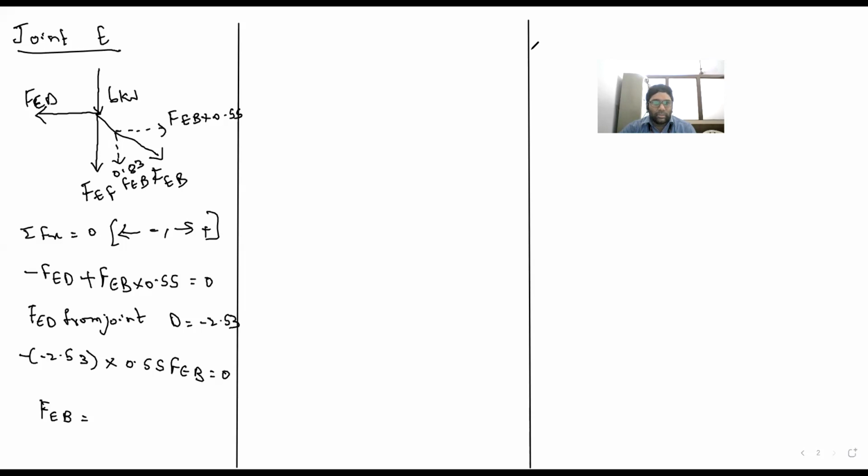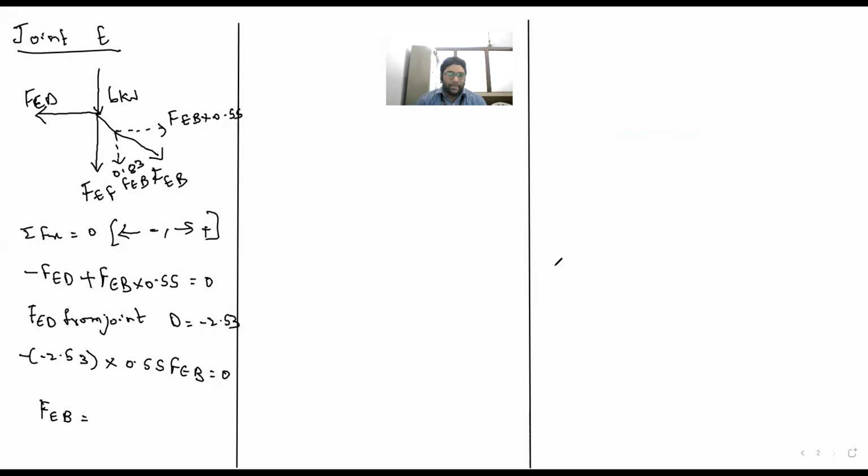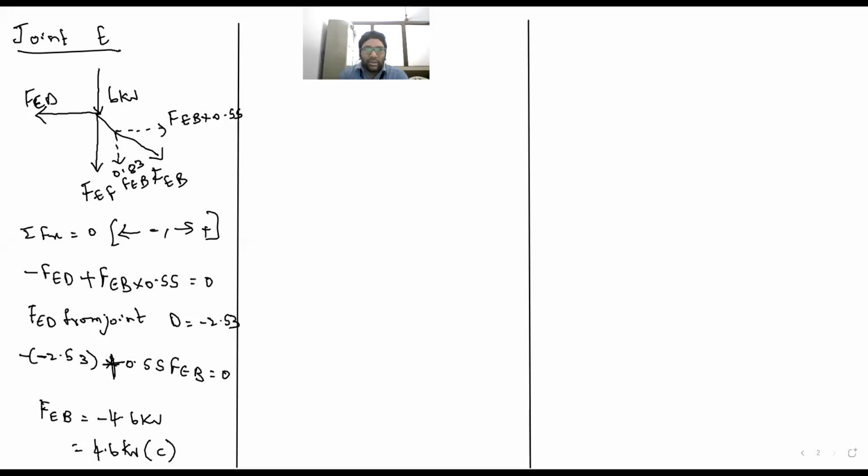Is it tension or compression? 4.6, tension or compression? That is equal to minus 4.6 kilonewton, or 4.6 kilonewton compression. It is compression. See, this is minus of minus, which is plus. This is plus, so this will become plus and will go towards the other side. It is actually compression, not tension. I hope it is clear.